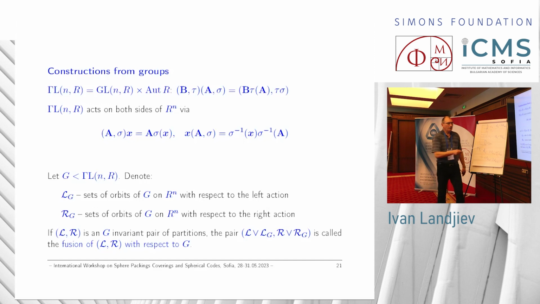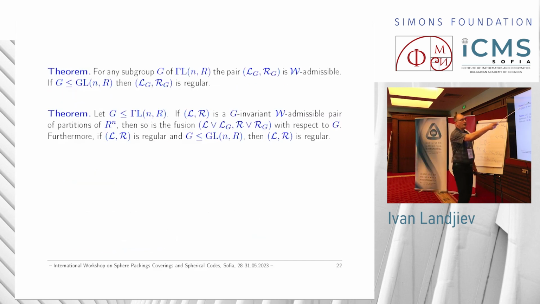So, if these partitions are G invariant, so the parts of L and R are fixed, then this partition, the maximal element of L and LG and the maximal element of R and RG, is called the fusion of these two. And now we have that for any subgroup, this is a doubly admissible partition, and in particular, if this group is not just a subgroup of gamma L, but also of GL, the general linear group, the automorphism is identity, okay? Then this is even regular.